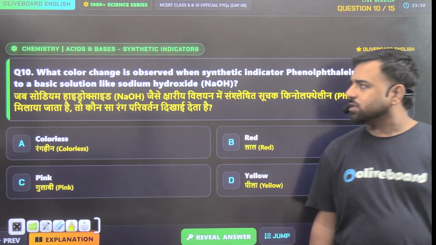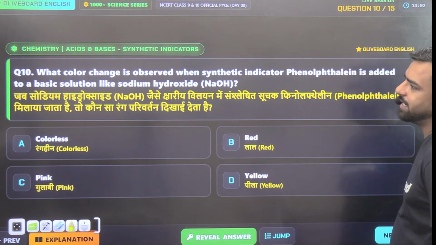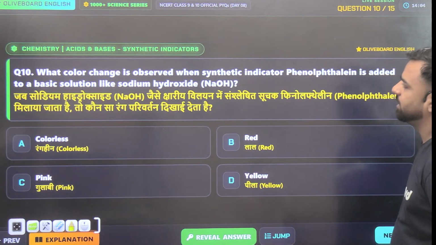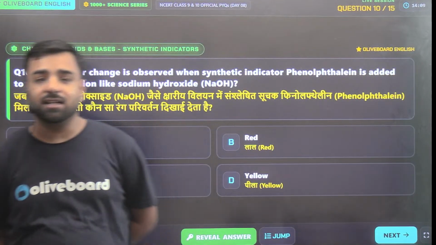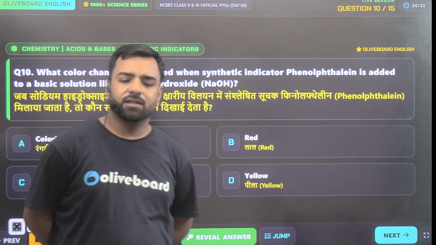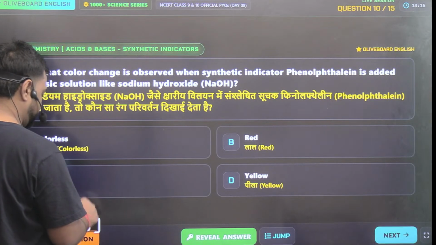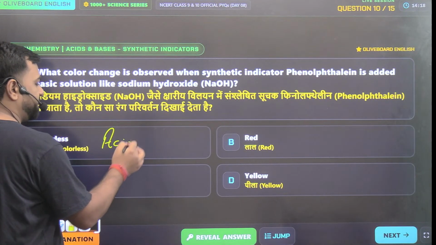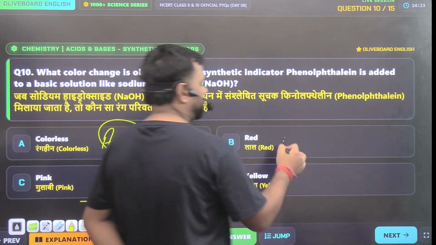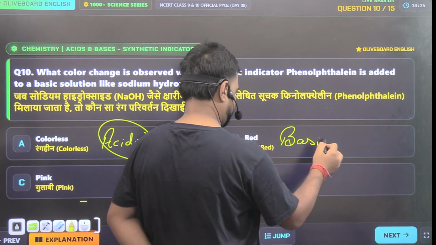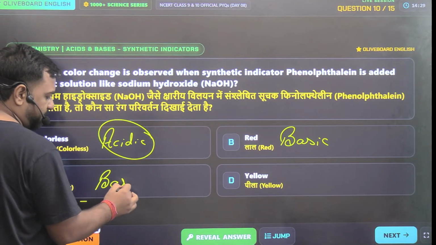Next. The next question is, what color change is observed when synthetic indicator phenolphthalein is added to a basic solution like sodium hydroxide? So guys, for the case of phenolphthalein, please remember in the acidic medium it remains colorless, but in the basic medium it turns pink.